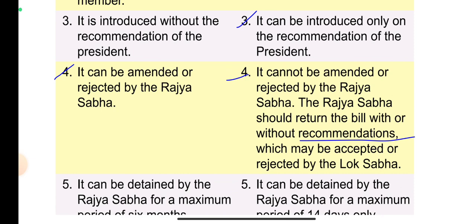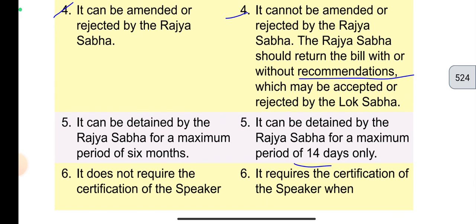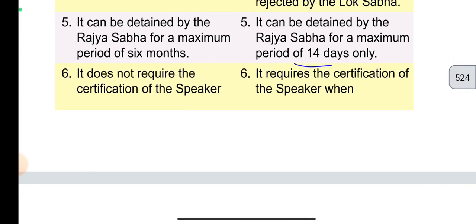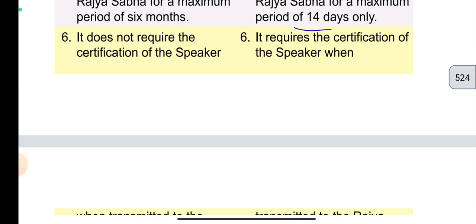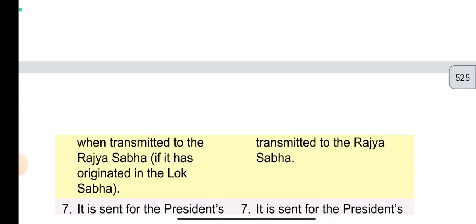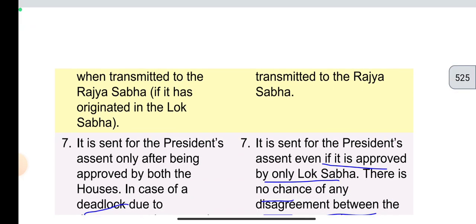president. Ordinary bills can be amended or rejected by the Rajya Sabha, and money bills cannot be amended or rejected by the Rajya Sabha. The Rajya Sabha should return the bill with or without recommendations, which may be accepted or rejected by the Lok Sabha. Then ordinary bills can be detained by the Rajya Sabha for a maximum period of 6 months. Money bills can be retained for a period of only 14 days. Ordinary bills do not require the certification of the Speaker. Money bills require the certification of the Speaker when transmitted to the Rajya Sabha.